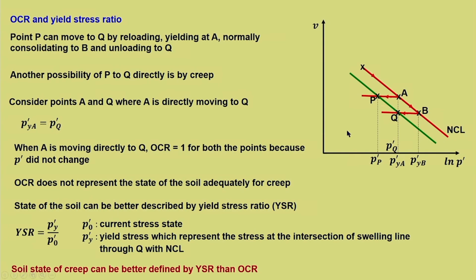So, YSR at A will be 1 and YSR at Q will be more than 1, because P dash y B has been accounted for. So, here the yield stress ratio helps us to interpret this condition in a better manner, and that is more relevant to conditions like creep.